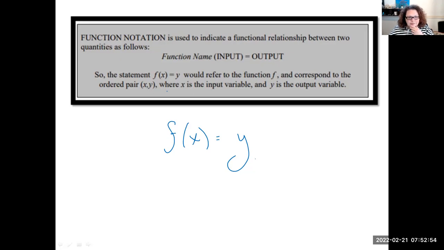And each of these values, the value of X and the value of Y, corresponds to an ordered pair. And that ordered pair is just always in this same method, X comma Y, and there's a parenthesis around both of them. X is always your input or independent variable, and Y is always your output or dependent variable. It's dependent on what X is.